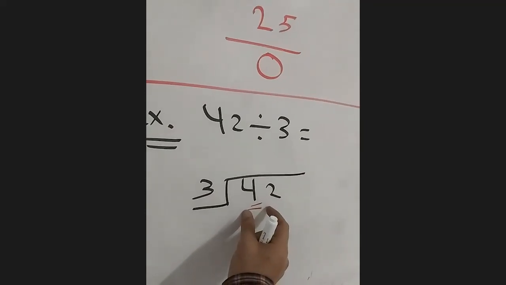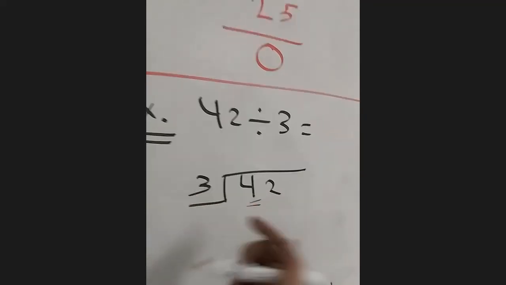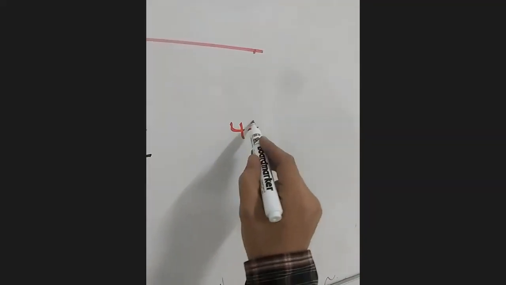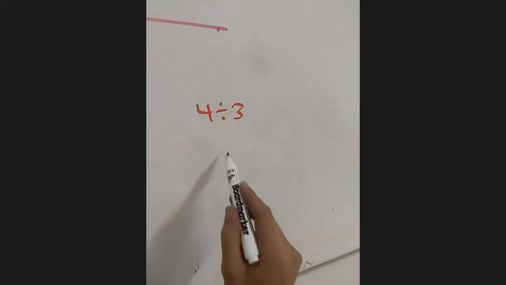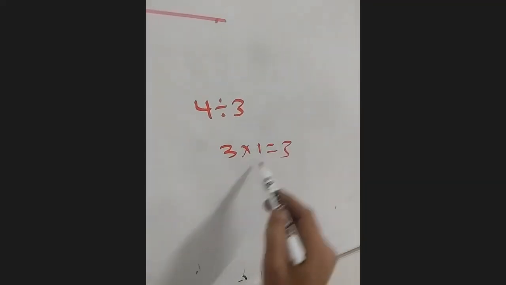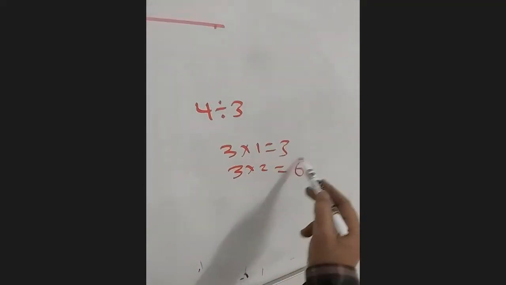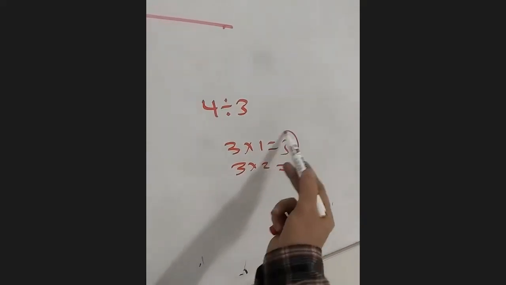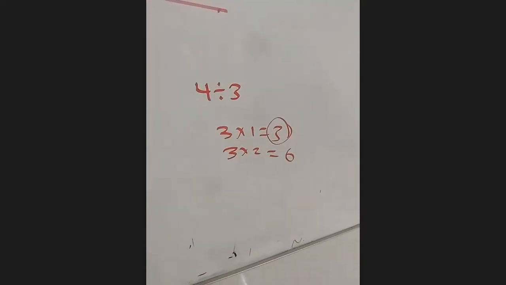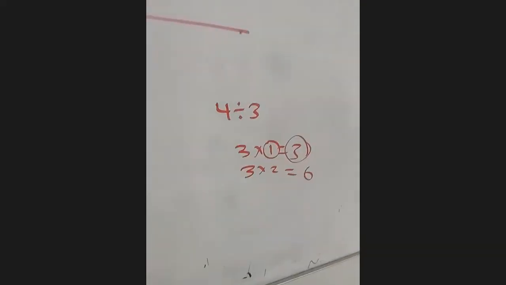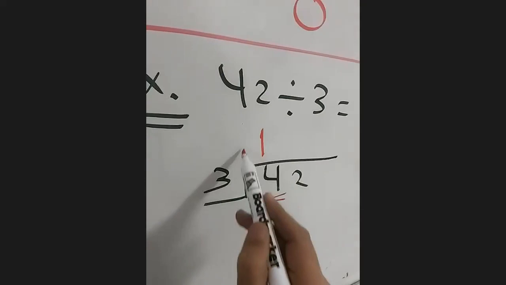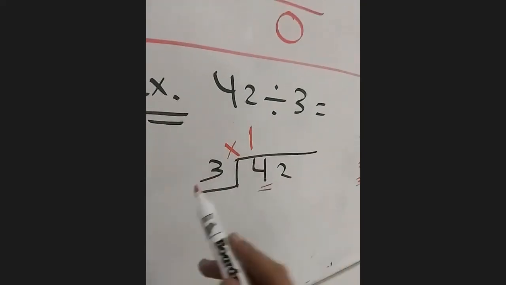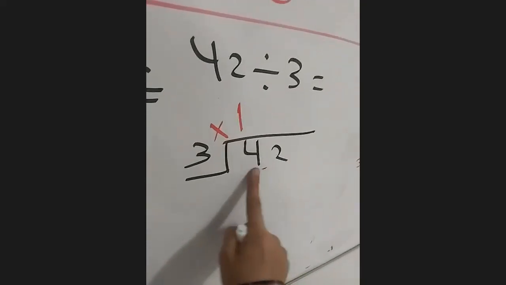Now I will ask myself, 4 divided by 3. There is no 4 in the timetable of 3. 3 times 1 is 3. 3 times 2 is 6. There is no 4. In this case, we take the lower number, which is 3. How do we get a 3, guys? By multiplying with 1. So up, I will put 1. 1 times 3 is 3.